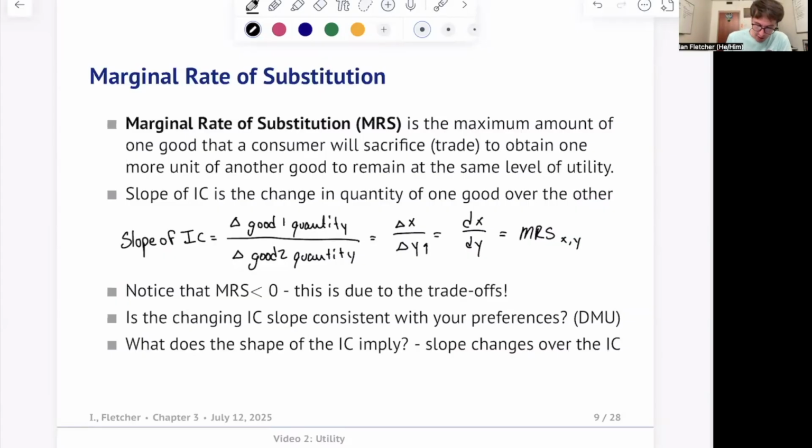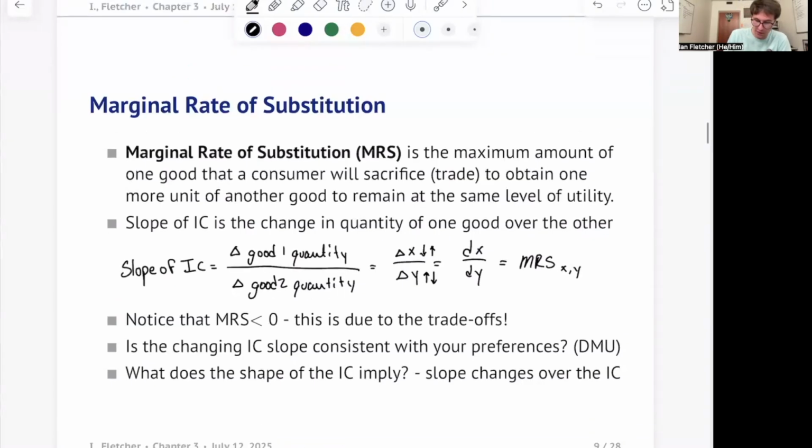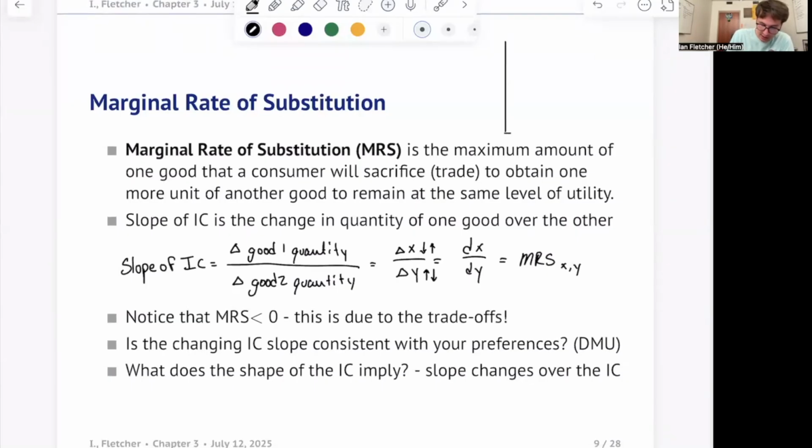If we're going to increase in y, we're going to have to decrease in x and vice versa. If we increase in x, we're going to have to decrease in y. And so one of them is always going to be negative, and so our marginal rate of substitution will always be negative. This is due to our trade-offs. And the changing of the IC slope is consistent with your preferences due to diminishing marginal returns. So the slope changes over the indifference curve, right? If we have good X and good Y, and our indifference curve looks like this, then obviously our slope is going to change throughout because it's nonlinear.